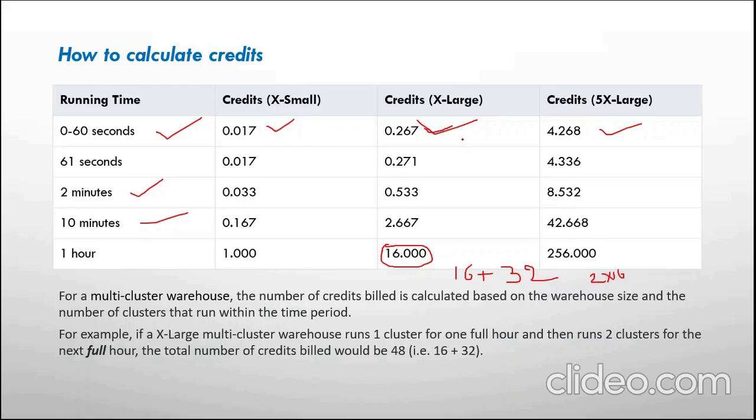This is the extra large warehouse we are taking as an example. First 1 hour they charge 16 credits, as we can see in the table. And in the next hour they are using two clusters, for the second full hour. So 2 into 16, 32. So total 48 credits. Like this Snowflake charges the amount for using virtual warehouses and number of clusters.